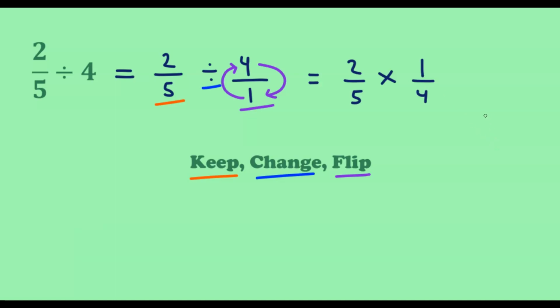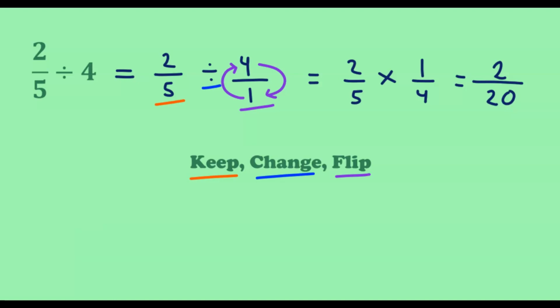Now how do we multiply two fractions? We write the fraction line, and in the numerator we will multiply the numerators of the original two fractions. So that means we need to multiply the numbers 2 and 1. And 2 times 1 is equal to 2, so we just write 2 in the numerator. And in the denominator, we are going to multiply the denominators of the original two fractions. So that means we need to multiply 5 and 4. Now 5 times 4 is equal to 20, so we write 20 in the denominator. So we obtain 2 over 20.